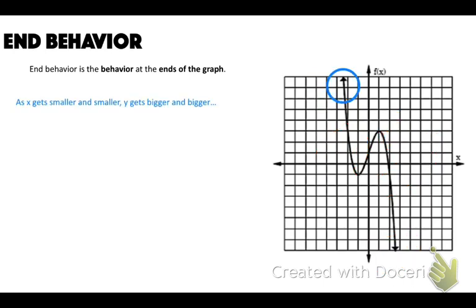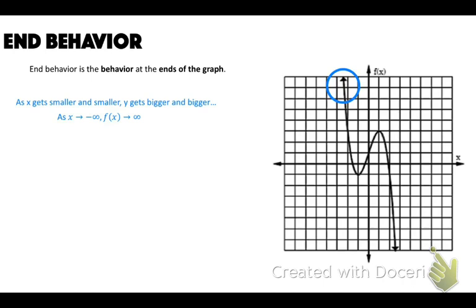So as x gets smaller and smaller, for this graph in particular, y gets bigger and bigger, right? So we would write that as x approaches negative infinity, y approaches positive infinity. So y gets bigger and bigger. This is how we write it: f of x approaches infinity. f of x is like the function notation of y. Don't write y though. I want you to write f of x. So as x goes to negative infinity, f of x goes to positive infinity.